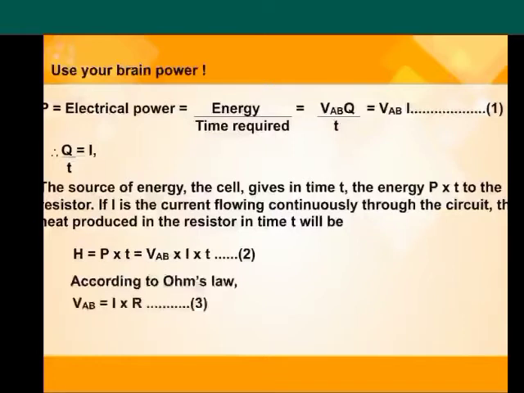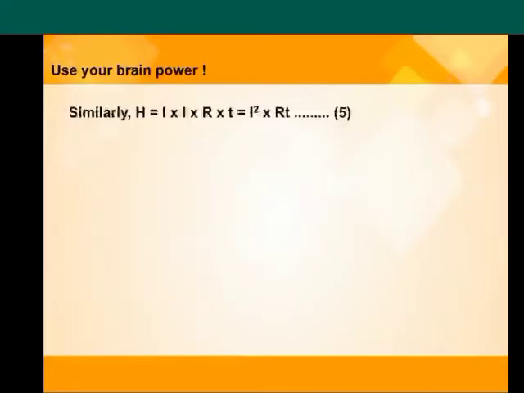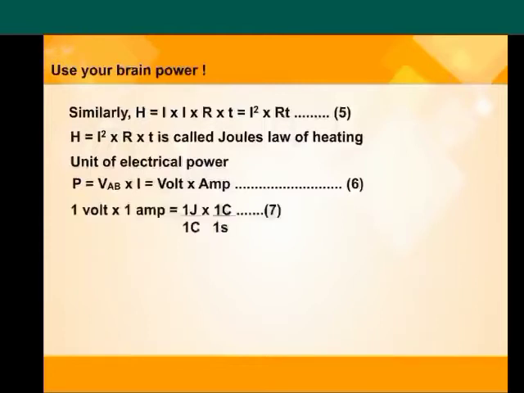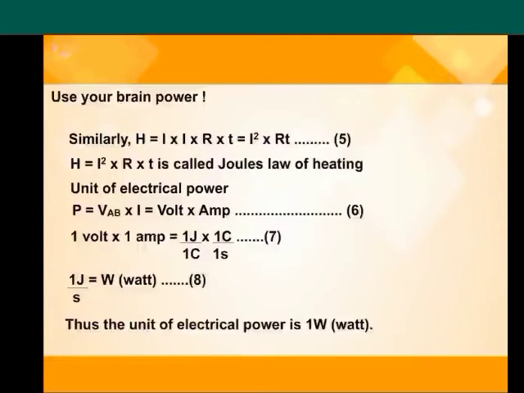According to Ohm's law, VAB is equal to I into R, so H is equal to V square AB into t upon R. Similarly, H is equal to I into R into t, which is I square into R t. H is equal to I square into R into t is called Joule's law of heating. Unit of electrical power: P is equal to VAB into I, which is volt into ampere. 1 volt into 1 ampere is equal to 1 J upon 1 C into 1 C upon 1 s, that is 1 J upon s, which is 1 watt. Thus the unit of electrical power is 1 watt.